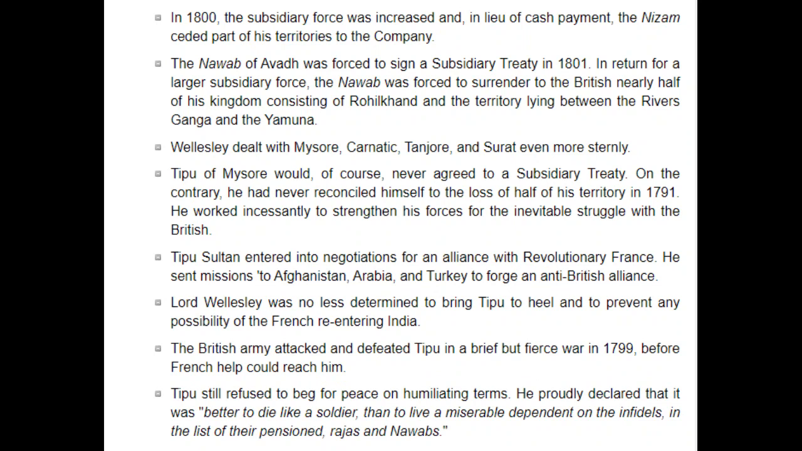Tipu Sultan entered into negotiations for an alliance with revolutionary France. He sent missions to Afghanistan, Arabia, Turkey to forge an anti-British alliance. So he wanted to bring about an anti-British alliance. Therefore, he was in talks with the people of France. He was negotiating with them so that he could drive away the Britishers. So an anti-British alliance was being planned by Tipu Sultan.